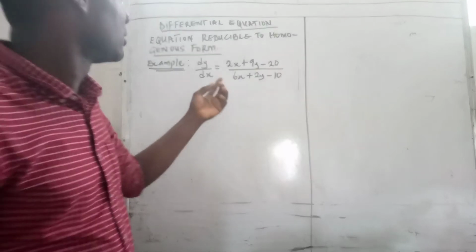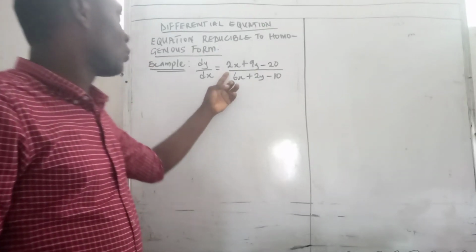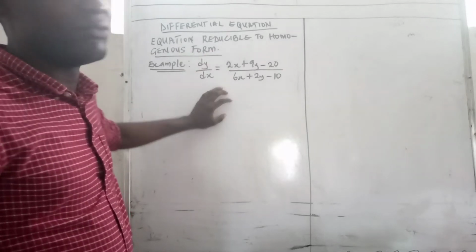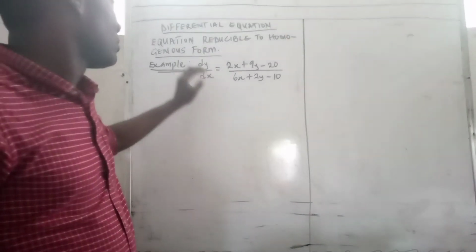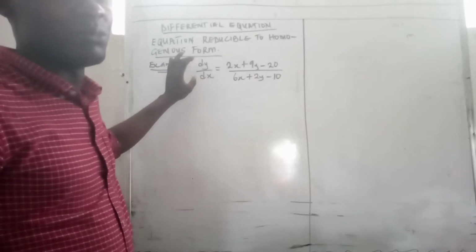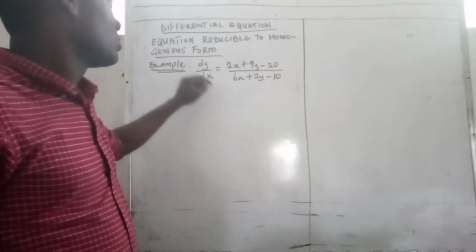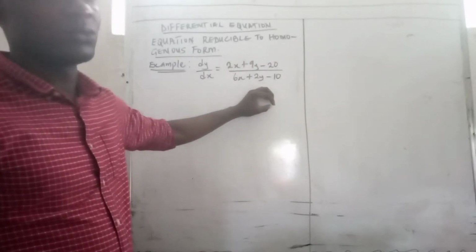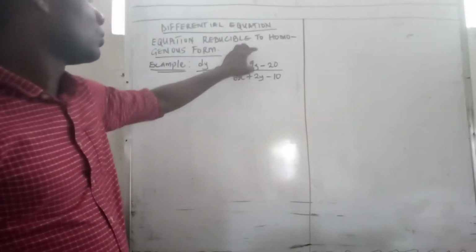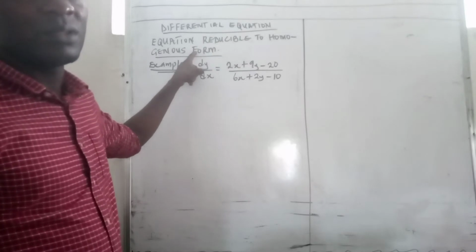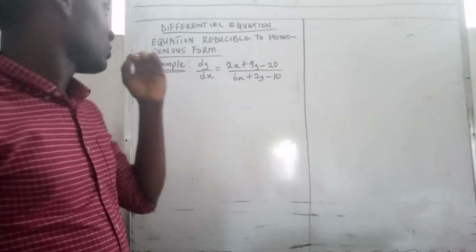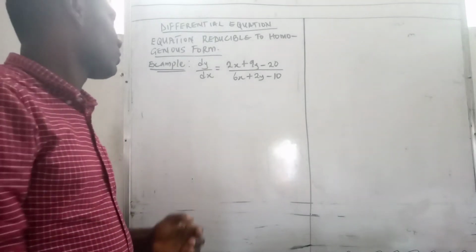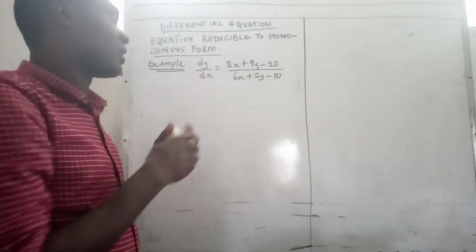Now this equation is non-homogeneous, so we cannot separate the variables. We cannot use the separating variables method. So what we simply do is to reduce this equation to homogeneous form. Then we can separate the variables. So let's get this done now.